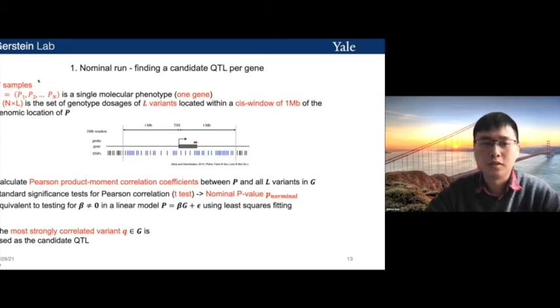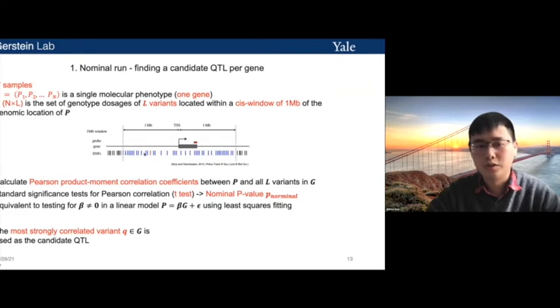So you have the dataset that consists of n individuals. You have the expression level for each individual for this one single gene. And you have the genotype. The genotype is basically, you have the n individuals, and then you have, say, L variants or L SNPs. How to find the SNPs? Basically, you just look at this gene, you take plus minus 1 MB, the so-called cis window of this gene. And every SNP located within this window will be taken into consideration.